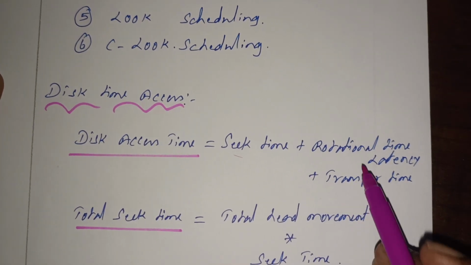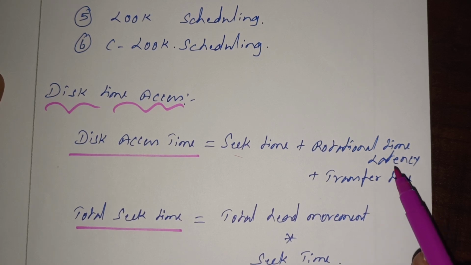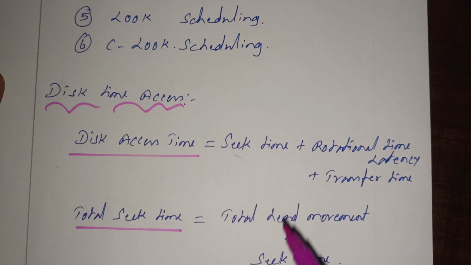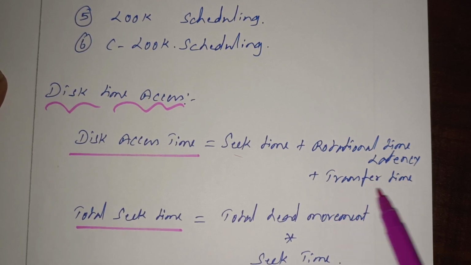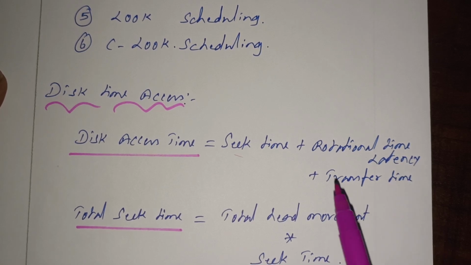Now let me get into rotational latency. Rotational latency is the time taken by the desired sector of a disk to rotate into position so that it can be accessed by the read and write head. Let me tell you about transfer time. Transfer time is the time taken to transfer data. It depends on the rotation speed of the disk and the number of bytes to be transferred from one position to another.